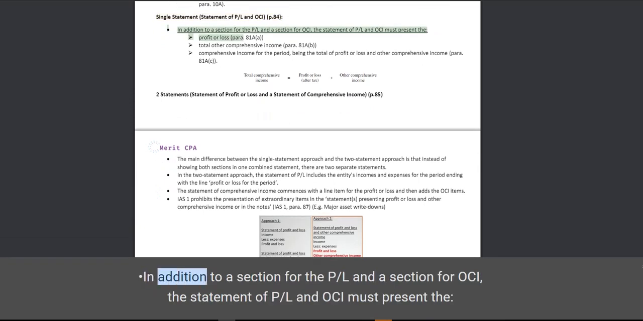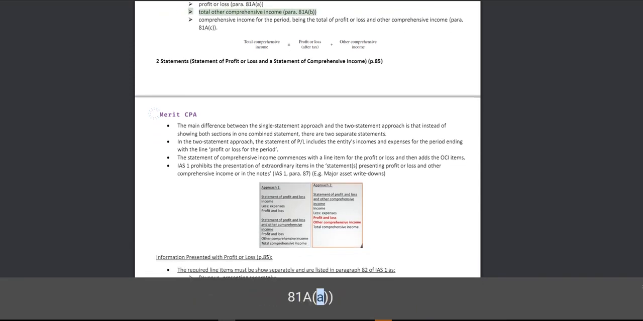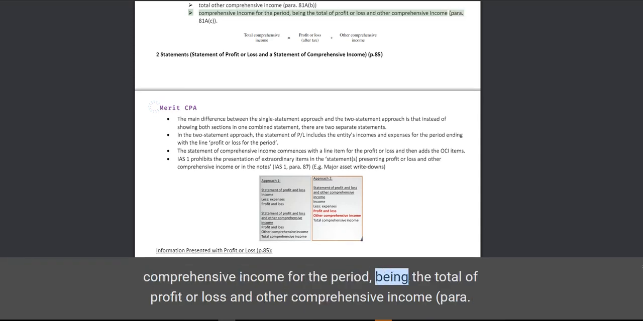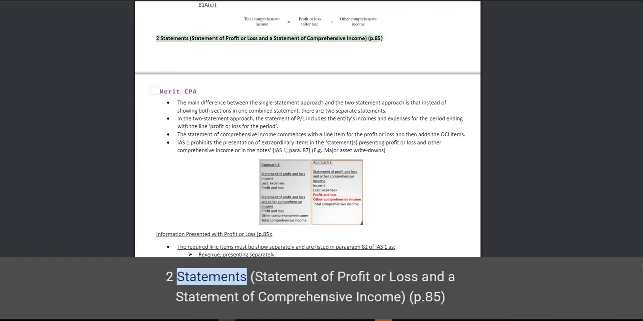P.84. In addition to a section for the PL and a section for OCI, the statement of PL and OCI must present the profit or loss. Para. 81A. A. Total other comprehensive income. Para. 81A. B. Comprehensive income for the period, being the total of profit or loss and other comprehensive income. Para. 81A. C. 2 statements, statement of profit or loss and a statement of comprehensive income. P.85.